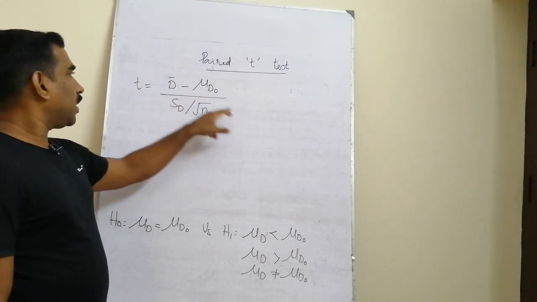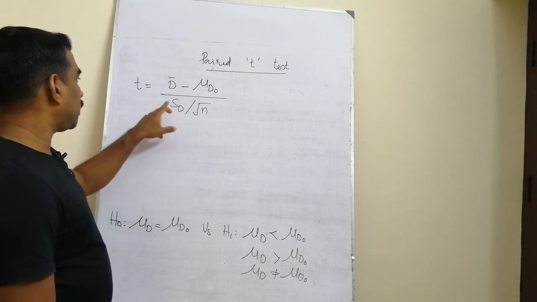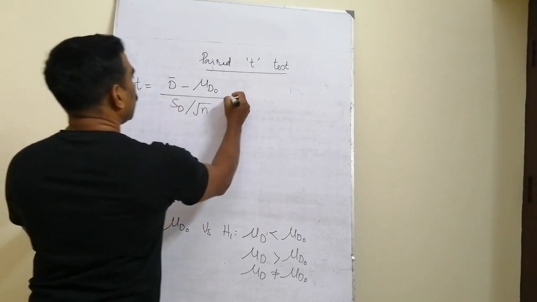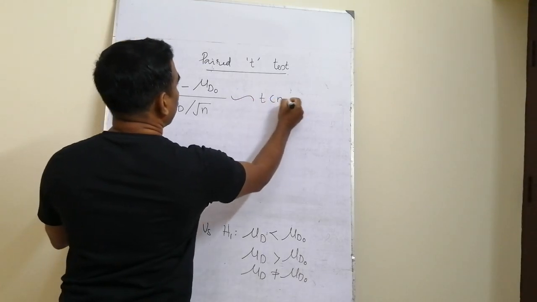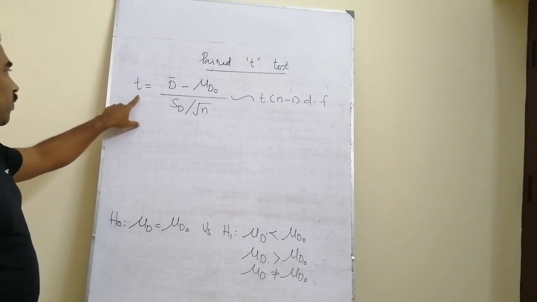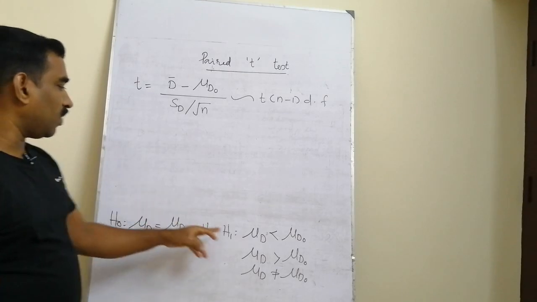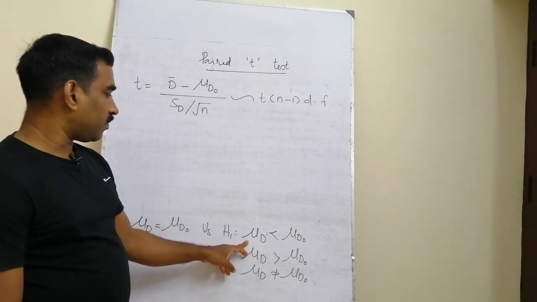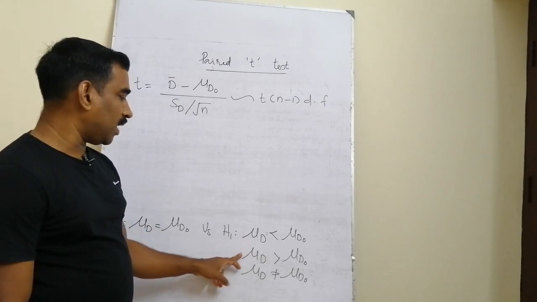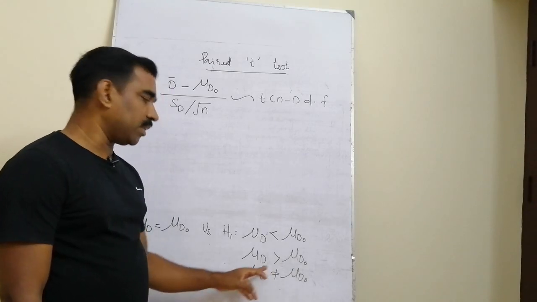For applying the paired t-test, we consider the test statistic t is equal to d bar minus mu d0 divided by the standard deviation of the deviations, that is sd, divided by square root of n. This will follow a t distribution with n minus 1 degrees of freedom. Because this is a t-test, we will apply the critical region corresponding to the t-test as before. That means for the one-tailed hypotheses, for the first one t less than minus t alpha, for the second one t greater than t alpha, and for the third either t less than minus t alpha by 2 or t greater than t alpha by 2.